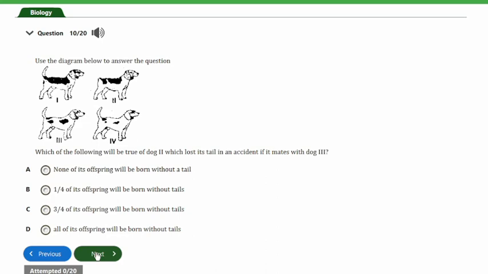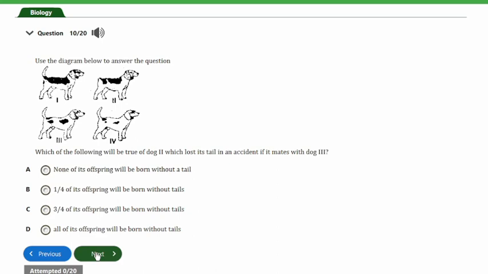A. None of its offspring will be born without a tail. B. 1/4 of its offspring will be born without tails. C. 3/4 of its offspring will be born without tails. D. All of its offspring will be born without tails.